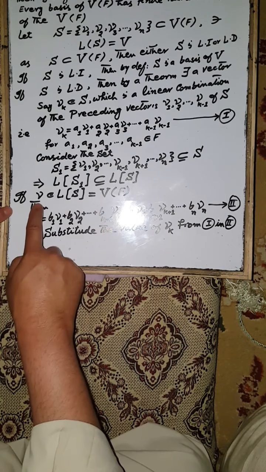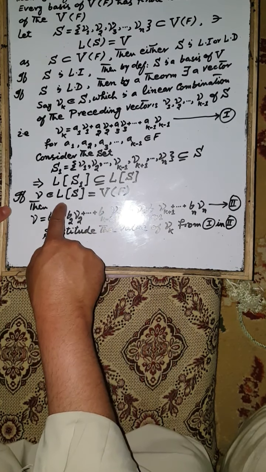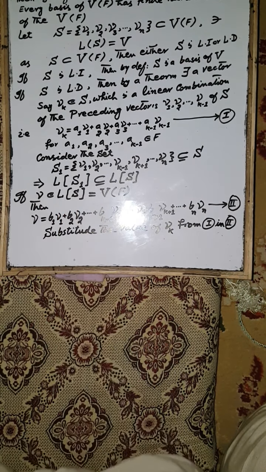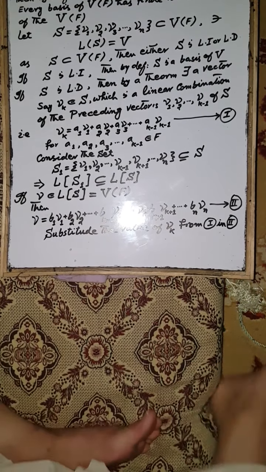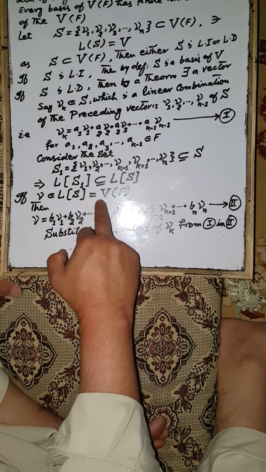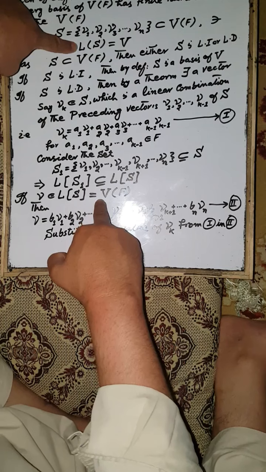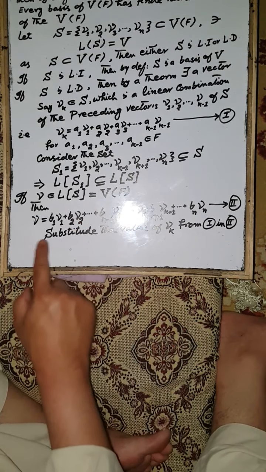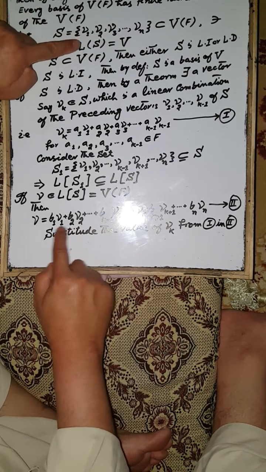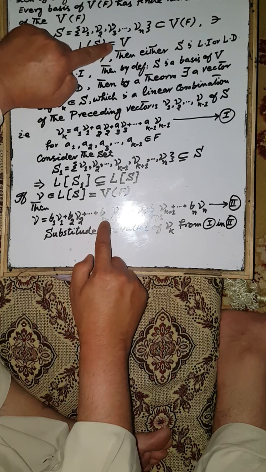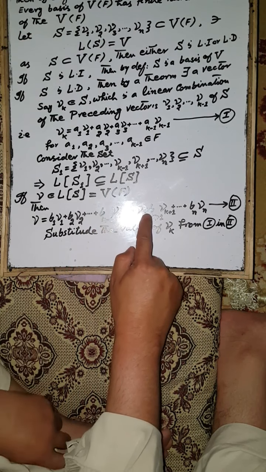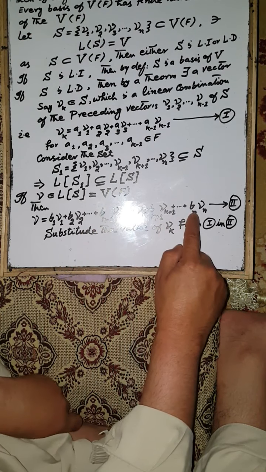Now, if v is an element spanned by the elements of the set S, and the linear combination of the set S gives the vector space V over the field F, that is, the element v is an element of the vector space V over the field F, then v can be written as a linear combination of the elements of the set S. That is, b1 v1 plus b2 v2 plus up to so on bk minus 1 vk minus 1 plus bk vk plus bk plus 1 vk plus 1 plus up to so on bn vn.